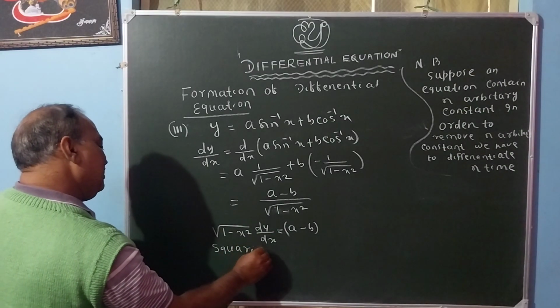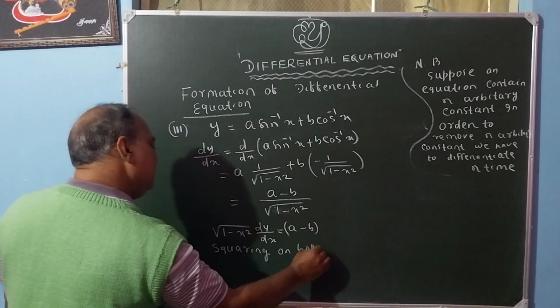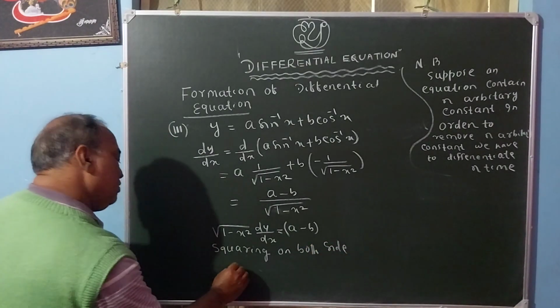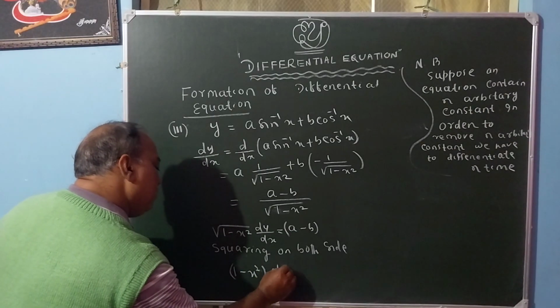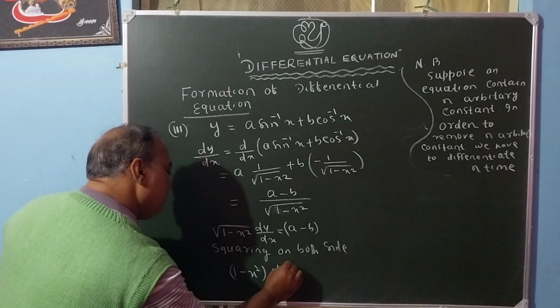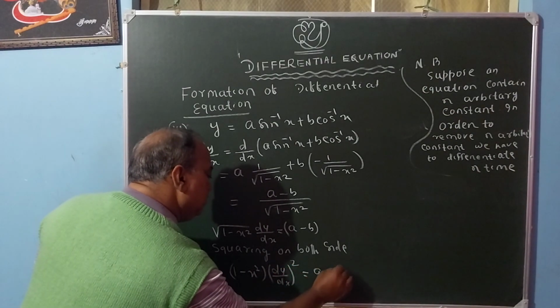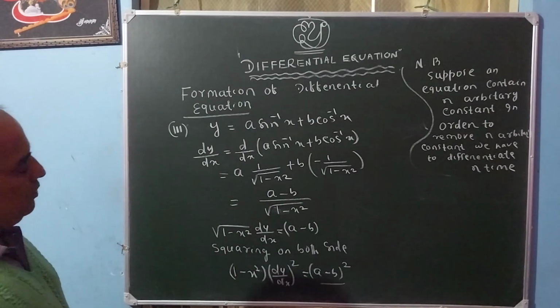Squaring on both sides. We get (1 minus x square) into (dy/dx) whole square is equal to (a minus b) whole square. Our aim is to remove the arbitrary constants.